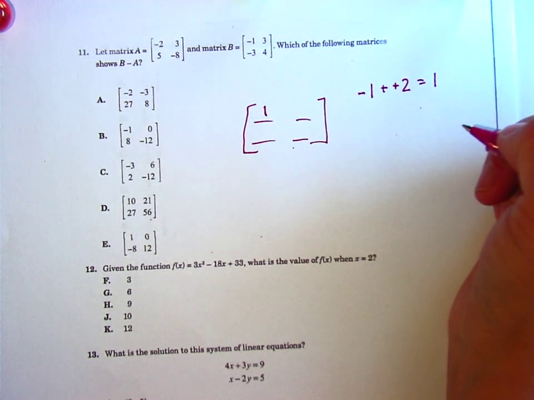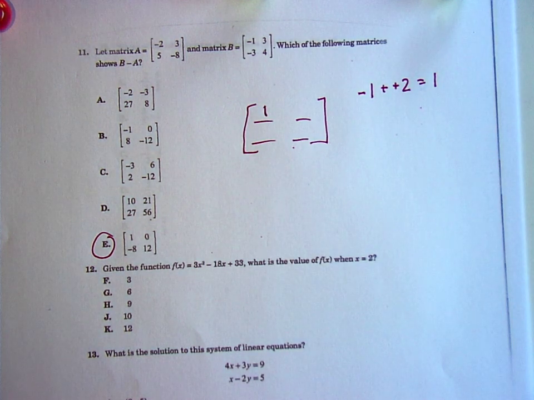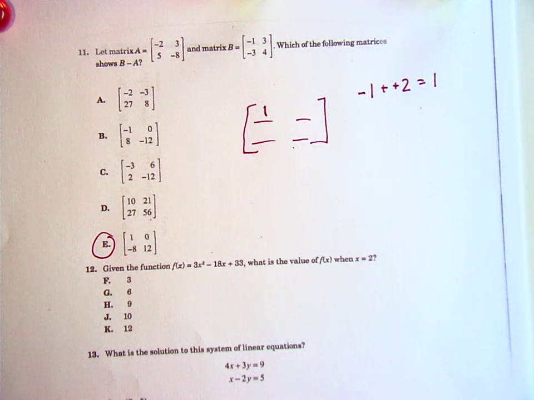I can already tell you that the answer is E, because that's the only one that has a 1 in the top left corner. And if this was the ACT, I would 100% keep going and just circle E and quit at that point, because I don't have enough time. But since this is an informational video, I'll keep going.